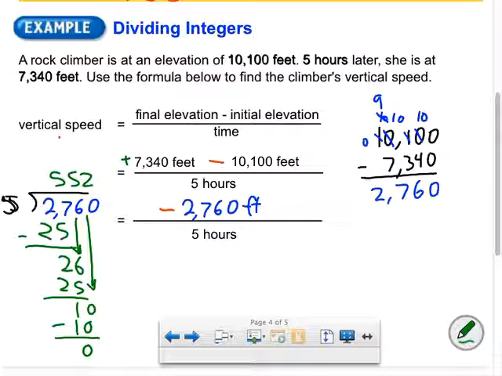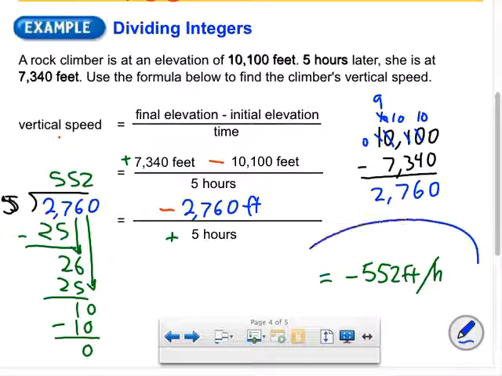What's my answer going to be? The answer is going to be negative. Why is the answer going to be negative? Because I'm dividing a negative by a positive number. And when they're different signs, the answer sign is going to be negative. 552 feet per what? Per hour. Okay, are we good? And that is my final answer.